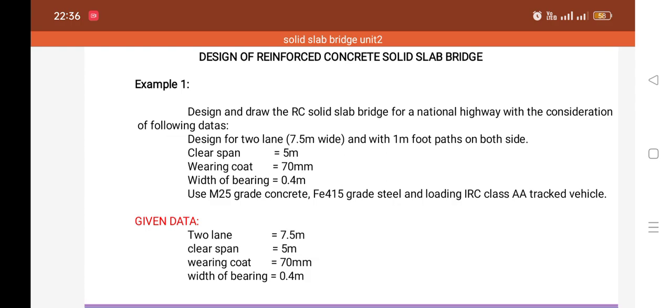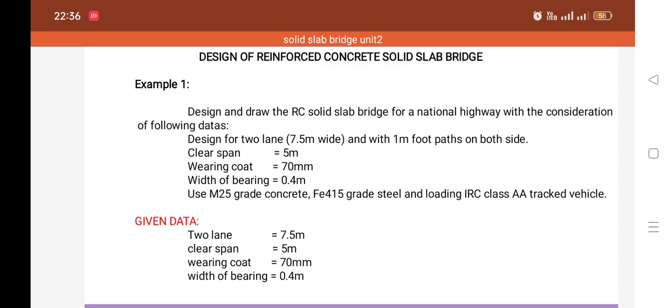Today's topic is the design of a reinforced concrete solid slab bridge. Problem: design and draw the RC solid slab bridge for a national highway with the following data. Designed for two lanes, 7.5-meter width, with a 1 meter footpath on both sides.